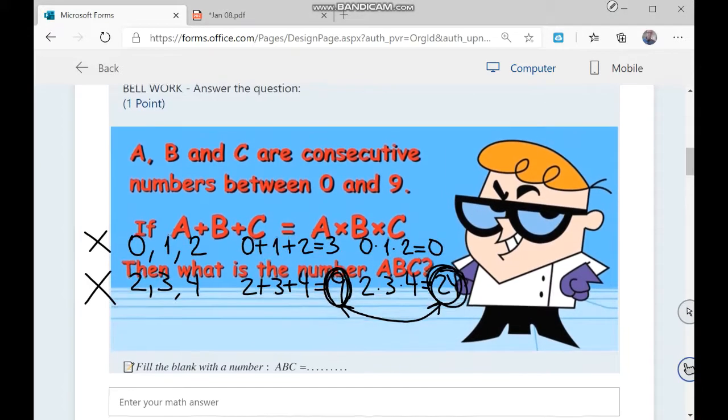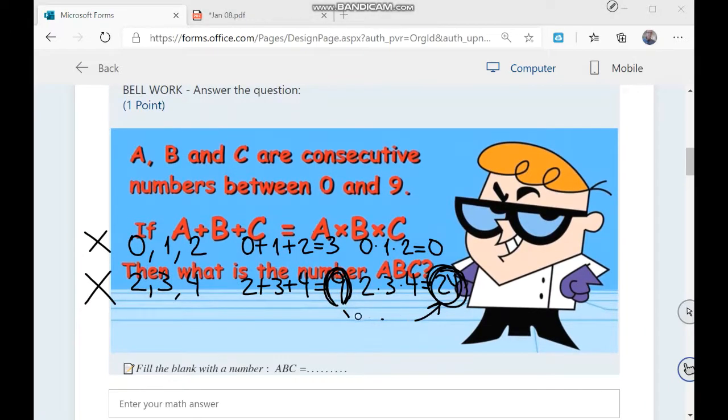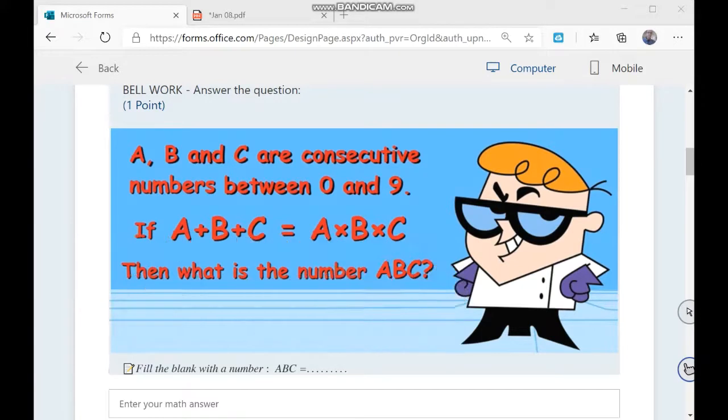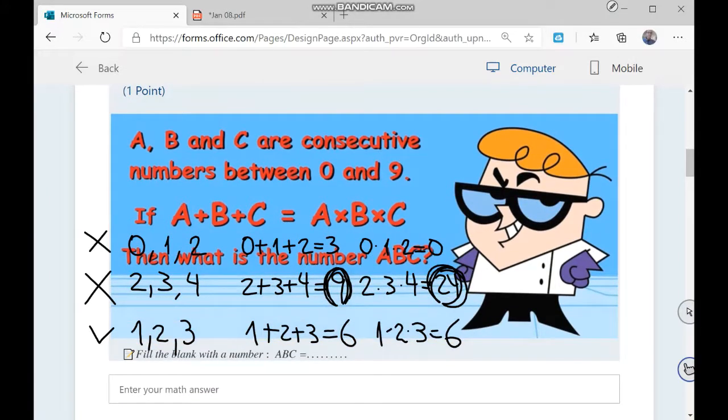And let's try your numbers. I think your numbers are the right ones. Your guesses, 1, 2, and 3. So 1 plus 2 plus 3 equals 6. 1 times 2 times 3 equals 6 as well. That means, yes, this is the right answer. And you will answer here on the box: 123, okay? 123. This is going to be the right answer on the Microsoft Forms, in the box.